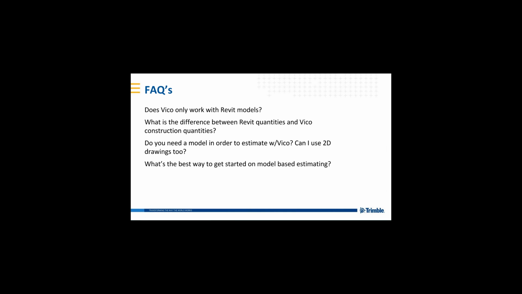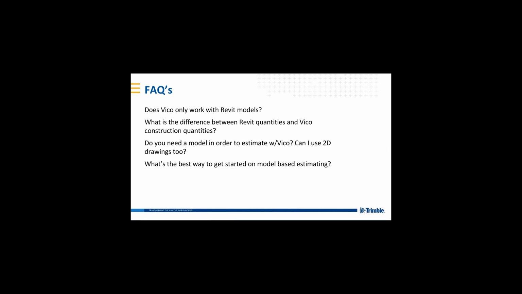Great. All right, so Gustav, we're going to switch it up a little bit and throw the next two your way. So first off for you, do you need a model in order to estimate with Vico, or can I use 2D drawings? You don't need a model. Models are great, and you saw how we can leverage a model to create quick, accurate construction quantities. But as I demonstrated, we can do all of that within a 2D document as well. So this is a full-blown 2D takeoff tool. No, you do not need just models, but if you get them, by all means use them.